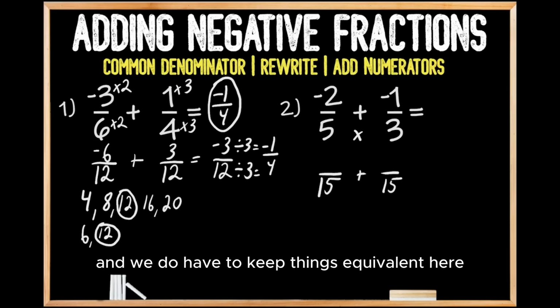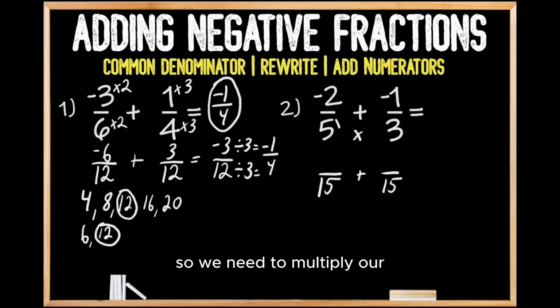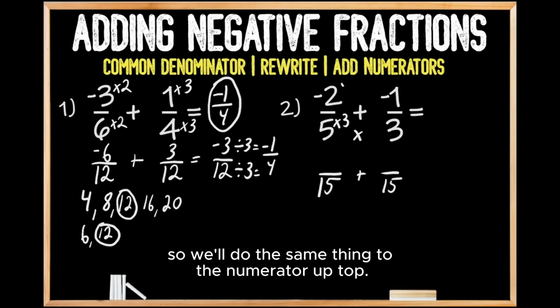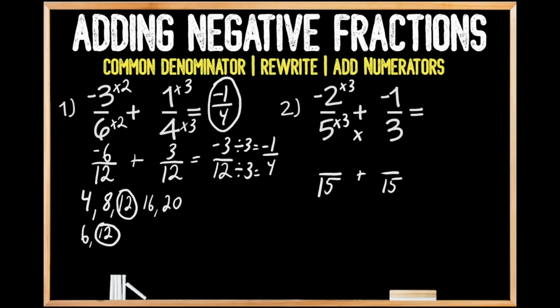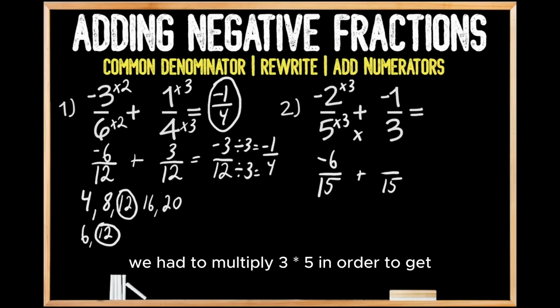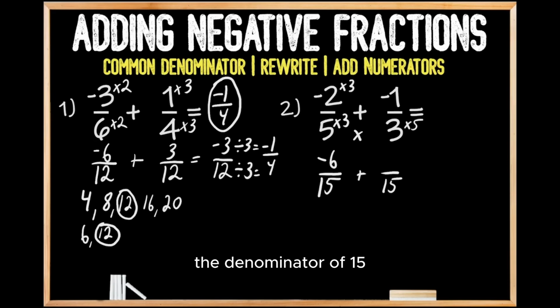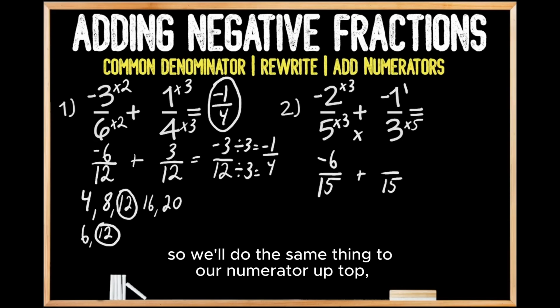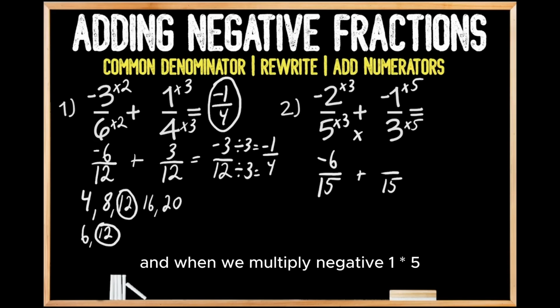And we do have to keep things equivalent here, so we need to multiply our numerator up top by the same value. So for our first fraction, we had to multiply 5 times 3 in order to get the denominator of 15. So we'll do the same thing to the numerator up top. When we multiply negative 2 times 3, we get negative 6. And then for the second fraction, we had to multiply 3 times 5 in order to get the denominator of 15. So we'll do the same thing to our numerator up top. And when we multiply negative 1 times 5, we get negative 5.